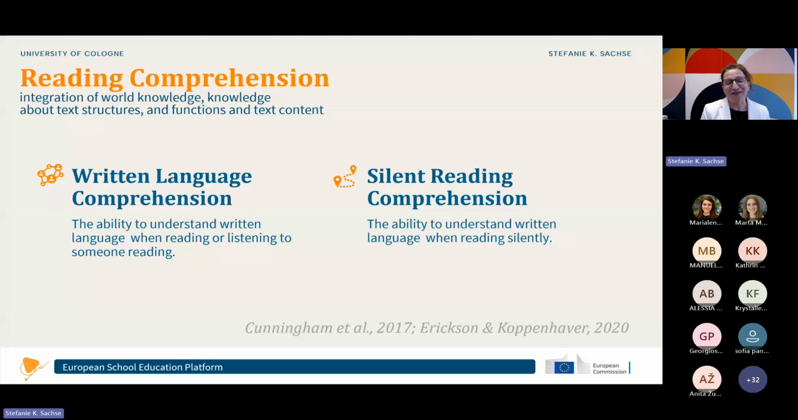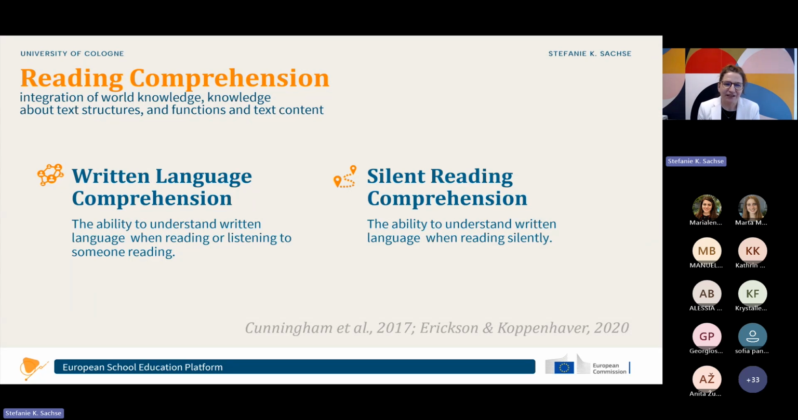And somehow I'm still doing this with my university students. We read some maybe really difficult studies, and then I might explain to them what it says, why this is important, and to please look out for this and that. Written language comprehension: either you read yourself or somebody is reading text to you. Silent reading comprehension is the ability to understand written language when you read silently. Those are our goals, both of them.